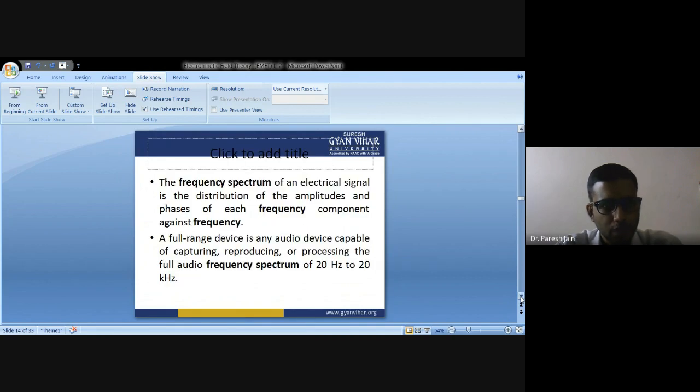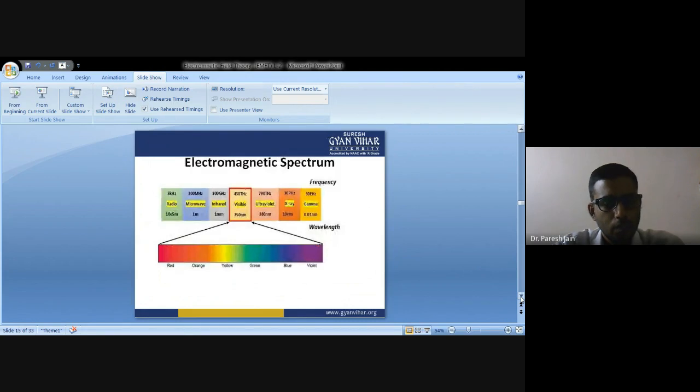The frequency spectrum of an electrical signal is the distribution of the amplitudes and the phase of each frequency component against the frequency. A full range device is any audio device capable of capturing, reproducing, or processing the full audio frequency spectrum of 20 Hz to 20 kHz. So this is the electromagnetic spectrum.